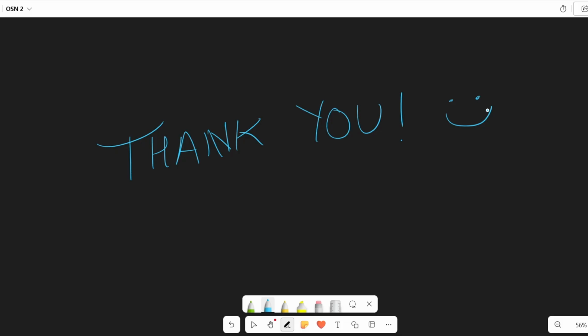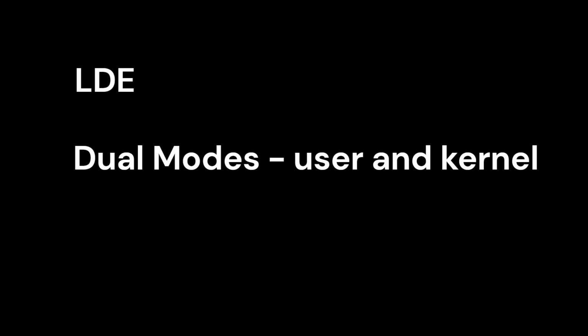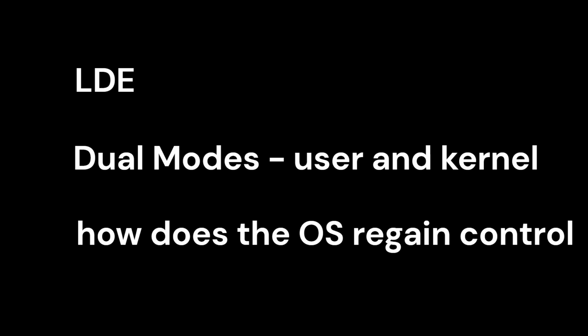But the huge question we've been dodging is this. If the OS gives the CPU to a user process, how do we get it back? How do you prevent a rogue process from just hogging the CPU forever? The answer involves limited direct execution, dual modes, and the hardware mechanisms that let the OS regain control. It's where the OS stops being a polite manager and becomes a bouncer.